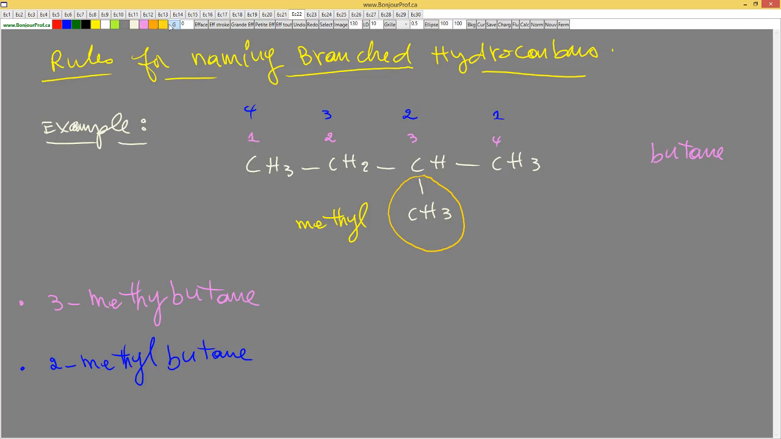We're going to choose the one that has the lesser number. I have here 3 and 2. 3 is bigger than 2, so the one that is bigger, we drop it. We always choose the one that has the least. So the correct name is this one. So the name of this molecule is 2-methylbutane.